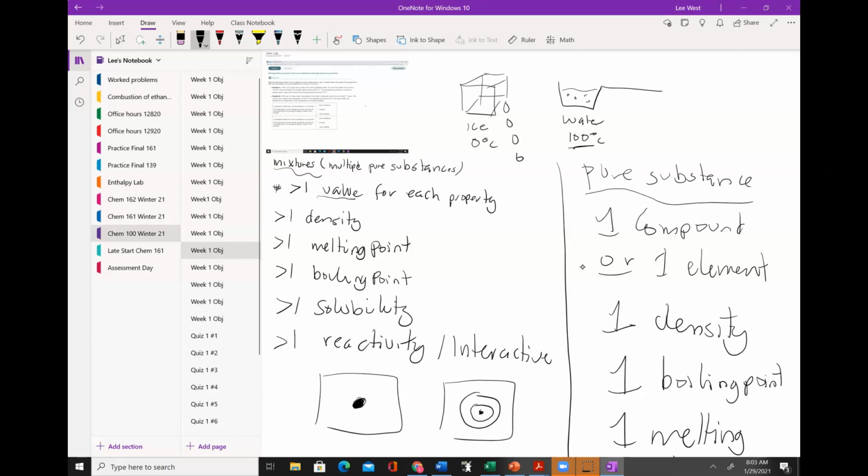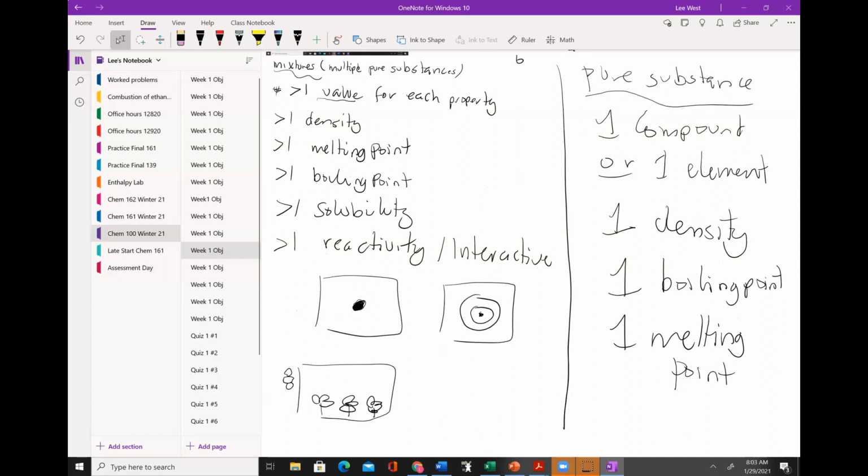A good example of there being more than one solubility is if you have a mixture of, say, sand and sugar. If you add water to that, the sugar will dissolve, but the sand will remain undissolved. Another example that we'll often see is that there'll be greater than one reactivity or interactivity. So in a mixture of, say, gasoline and water, only the gasoline would be flammable, right?